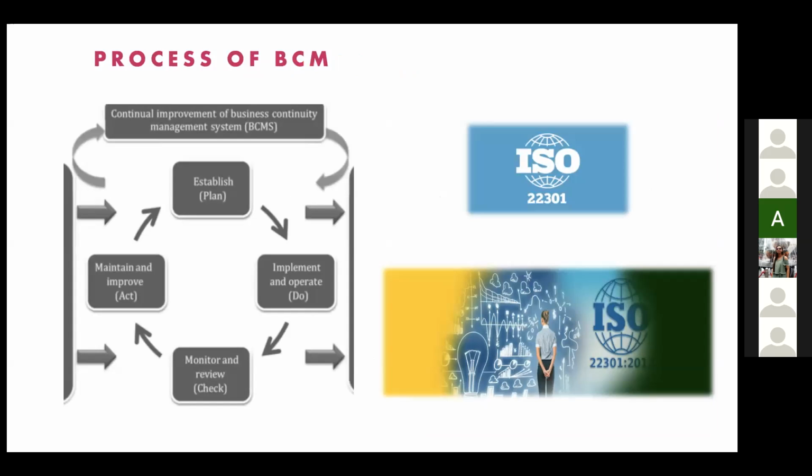Okay, now we will move on to the business continuity management process according to ISO 22301. As we can see in the diagram, it begins from plan, do, check, act, and back again to plan. So this is a cyclic process. Next.